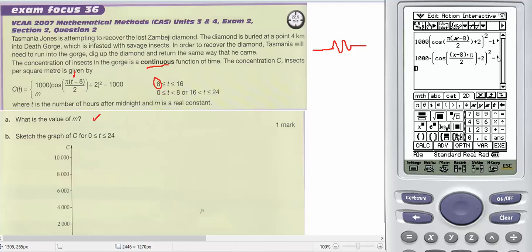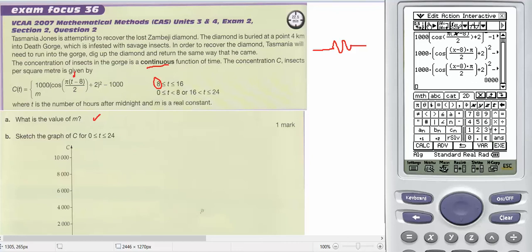Okay, now what I'd like to do is use the option given x equals 8. It gives me an answer of 8000, very nice. And x equals 16, I should also get 8000, very nice. So M equals 8000.